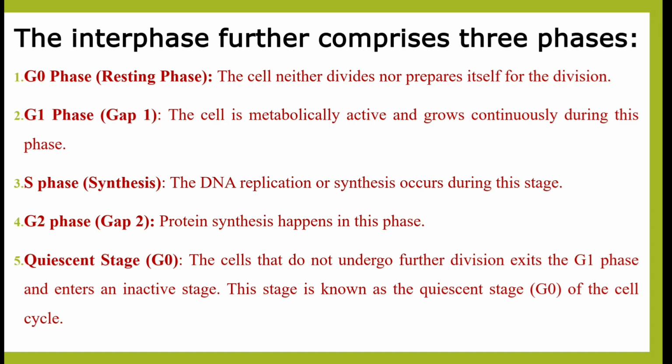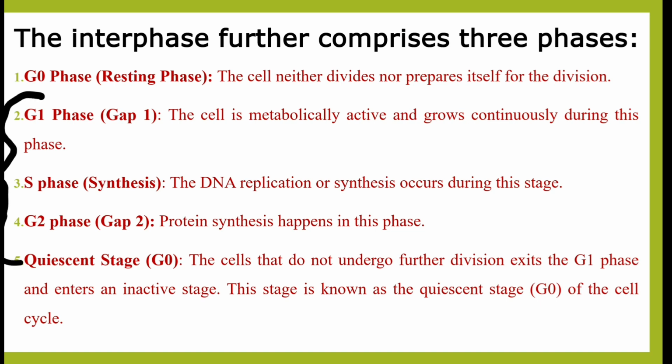Then in G2 or gap 2 or second growth phase, cell growth continues due to synthesis of RNAs and more proteins. But the DNA synthesis stops, and cell organelles like mitochondria and chloroplast also divide in this phase. So the interphase is divided into these three phases.